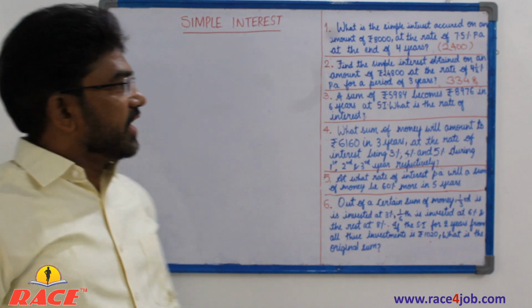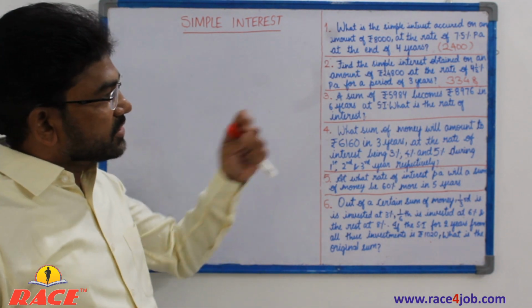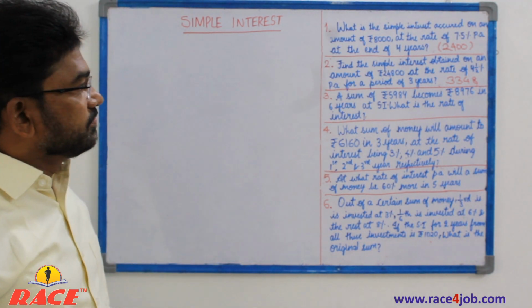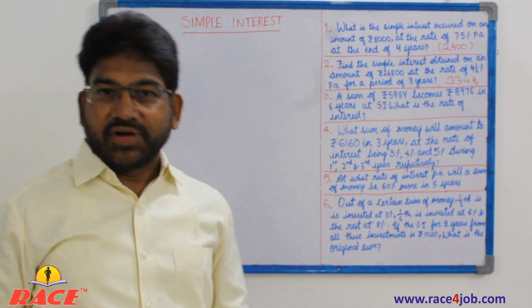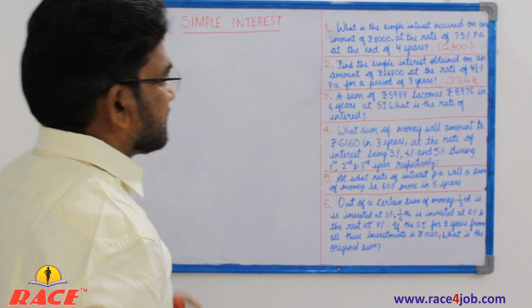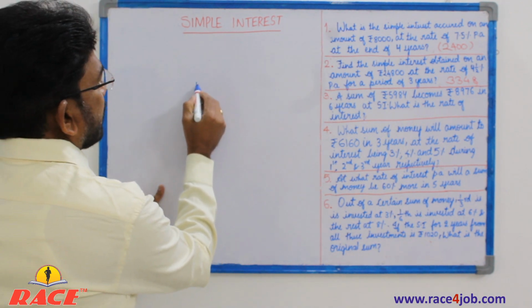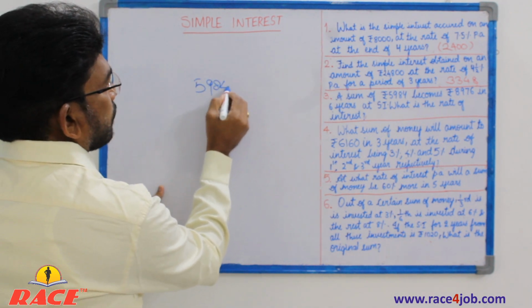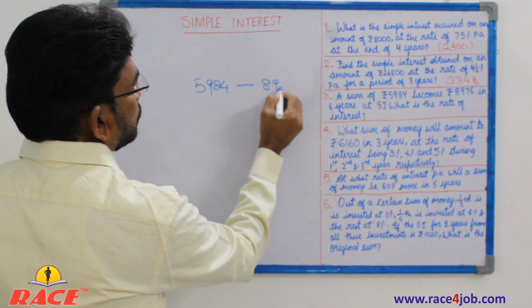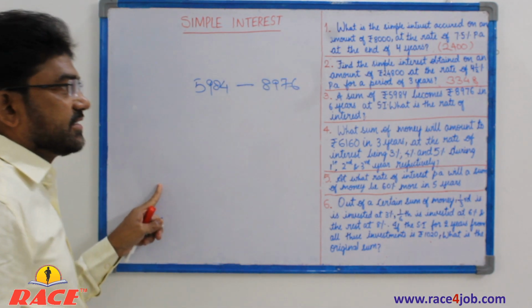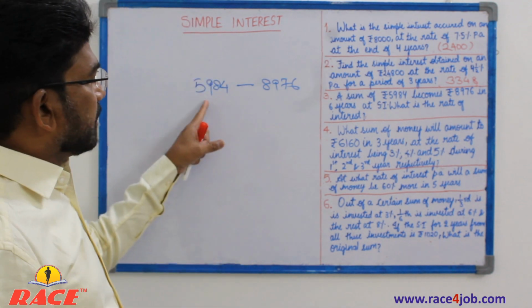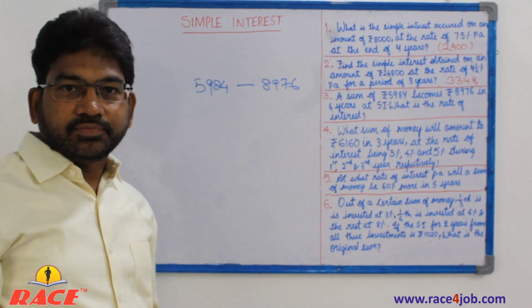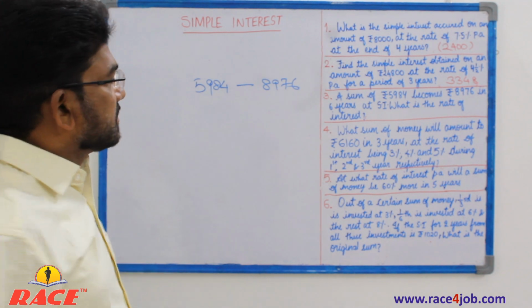A sum of 5,984 becomes 8,976 in 6 years at simple interest. What is the rate of interest? Okay, let us see. What is it saying? 5,984 has become 8,976 in 6 years. He is asking the rate of interest. This is principal. This is amount. Okay? This is principal. This is amount.